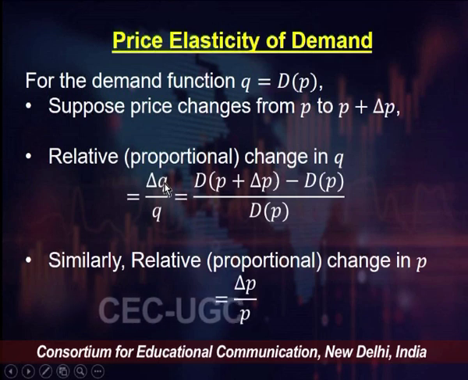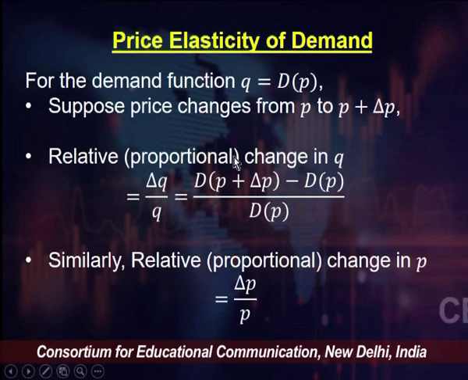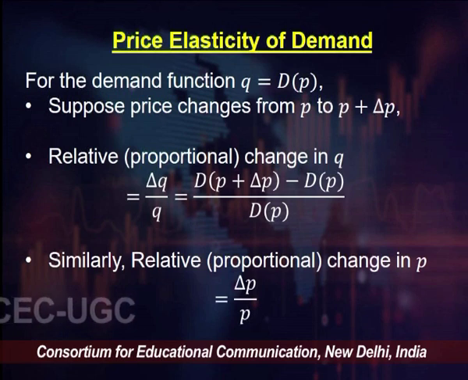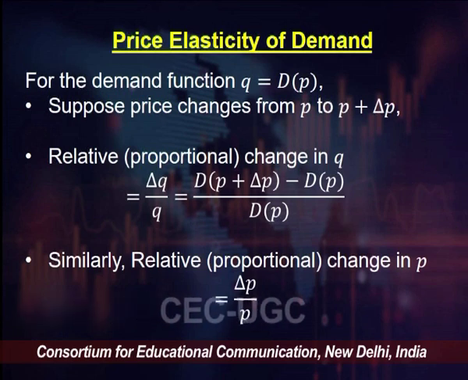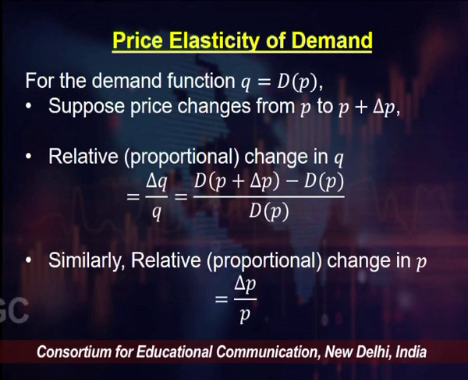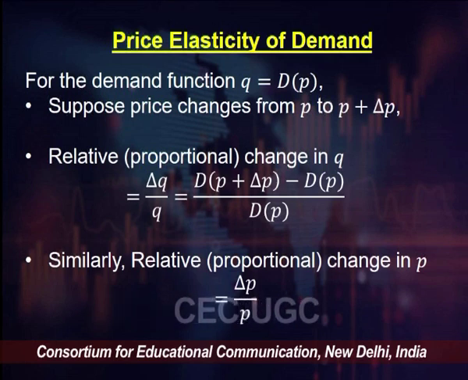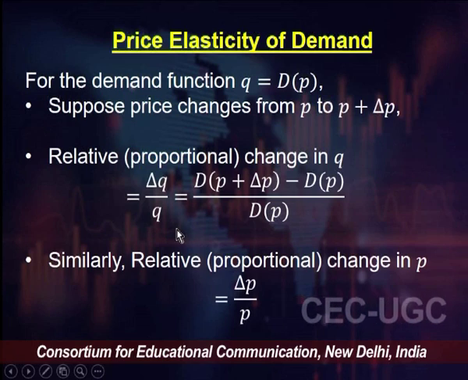So our demand function here was Q equal to D of P. Now, let us suppose price changes from P to P plus delta P. So, the change in price is delta P. In our example, that was 50 rupees for onions or television. If the price changes from P to P plus delta P, then the relative or proportional change in Q is given by delta Q divided by Q. So, this represents a relative change in Q.